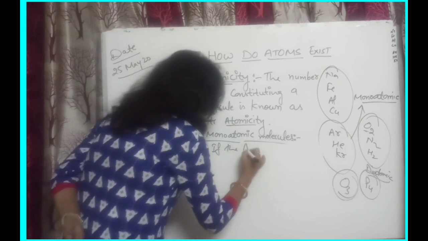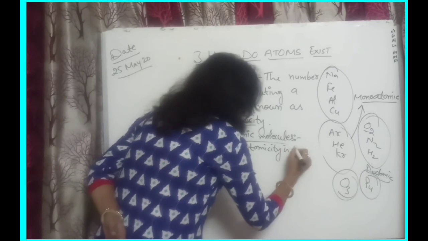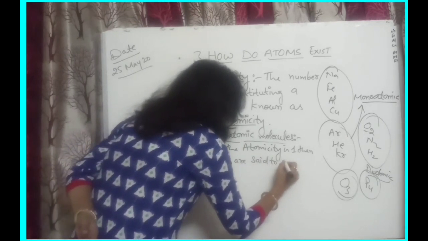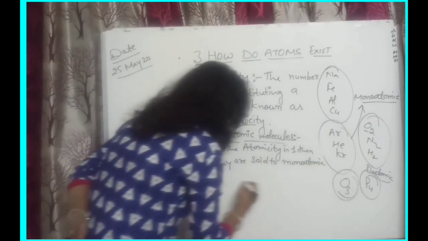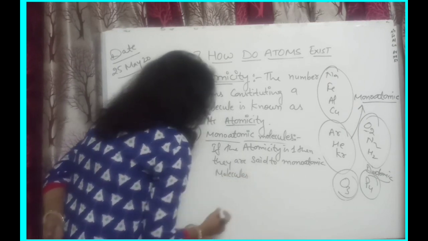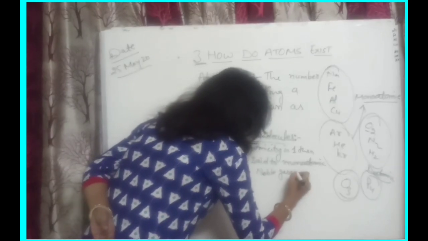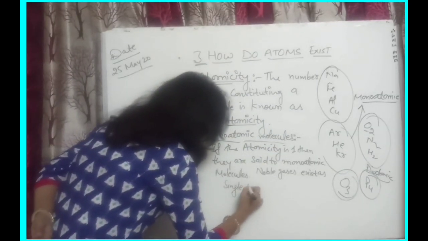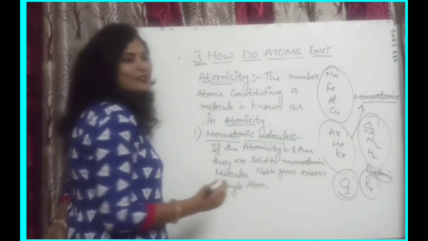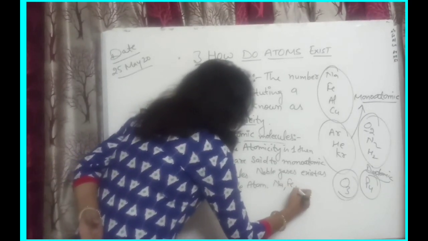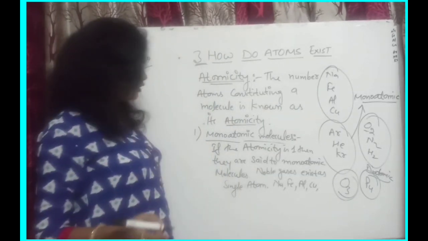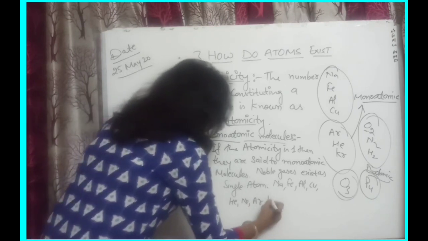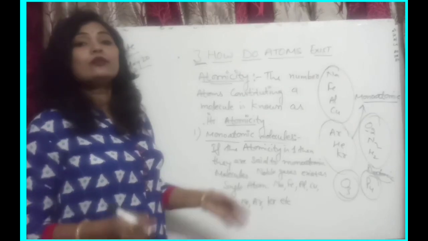If the atomicity is 1, then they are said to be monoatomic molecules. Noble gases generally exist as single atoms. That's why these are monoatomic. What are these? These are sodium, iron, aluminium, copper, and I have told you noble gases. Noble gases are helium, neon, argon, krypton, radon, etc. So these are monoatomic molecules.